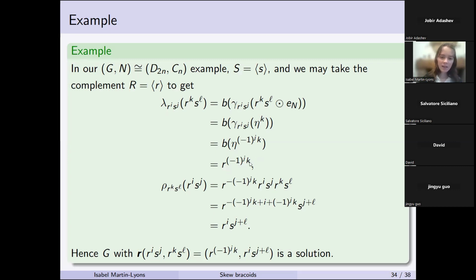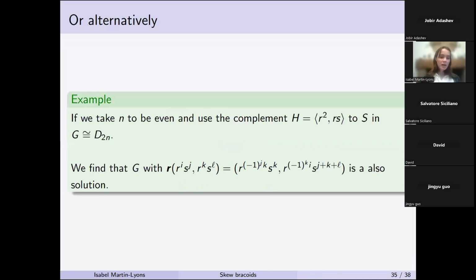Then we plug the inverse of this into our rho formula, and this boils down to rho of R to the k, S to the L of R to the I, S to the j is R to the I, S to the j plus L. Hence, if we take G and the map sending R to the I, S to the j, R to the k, S to the L to R to the -1 to the jk, R to the I, S to the j plus L, this pair is a solution.